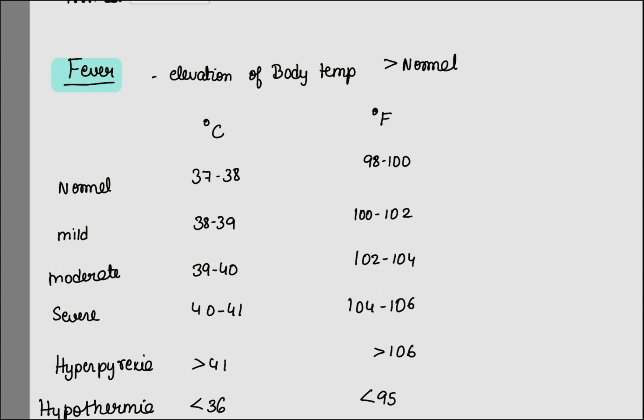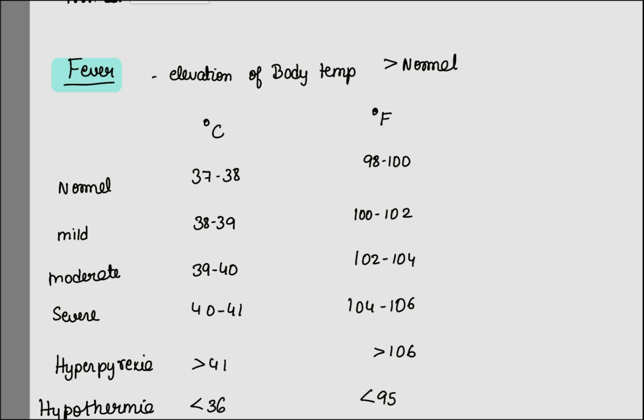For degrees Celsius, just make sure you add 1 degree to every subsequent grade of fever, and for degrees Fahrenheit, 2 degrees Fahrenheit. For example, if normal is 37 to 38, mild fever will be 38 to 39. We have added 1 degree Celsius. Moderate 39 to 40, severe 40 to 41. Hyperpyrexia will be more than 41 degrees Celsius.